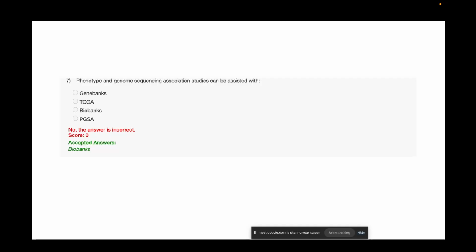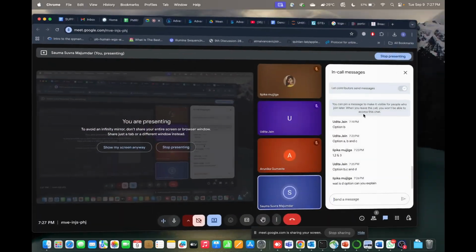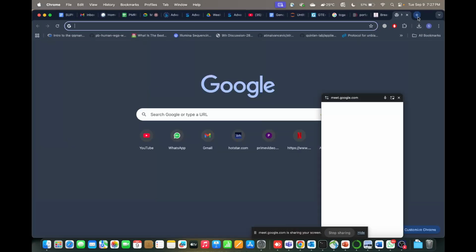For example, the UK Biobank is a very well-known resource for that. They have around 500,000.